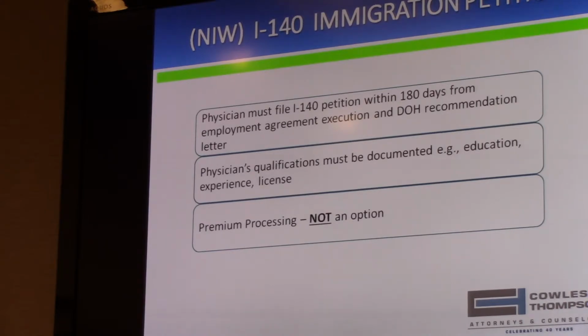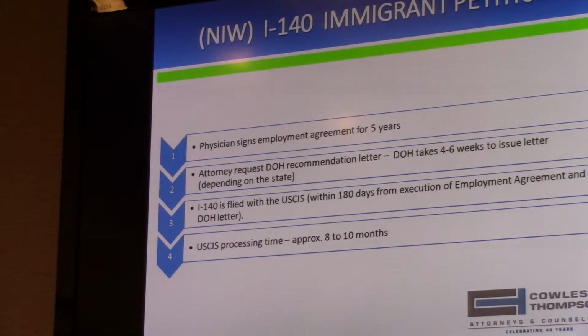There is no premium processing available for the national interest waiver, and this is a mystery. That's a shame. It's very selective. There should be, but there's none. So there you go. You have to wait the 8 to 10 months that USCIS normally takes to process these petitions.